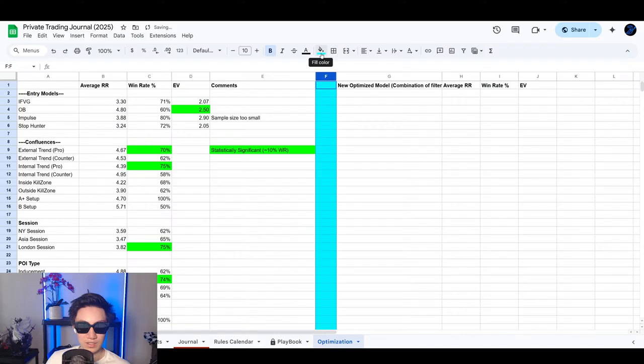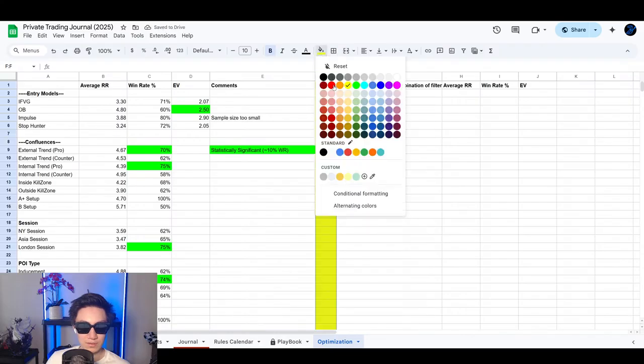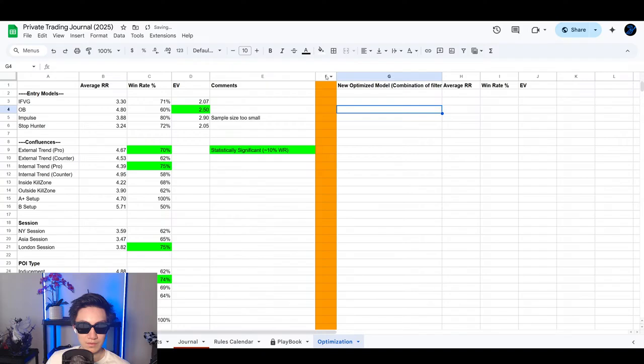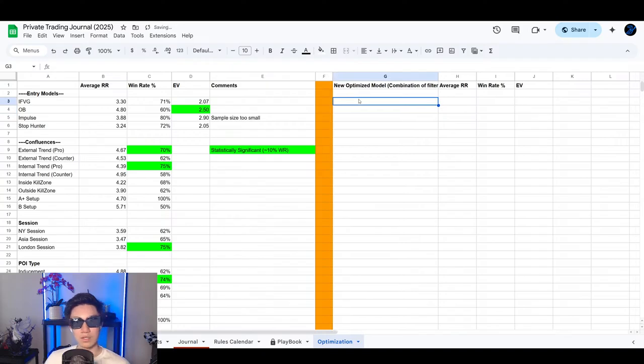Trying to find a solid color that looks all right here. We'll use orange for now, just as a visual difference. So let's say you want to then basically get the average risk reward. So this is your optimized model.